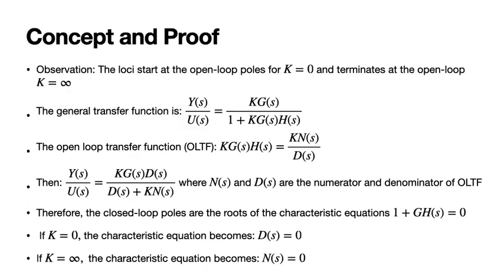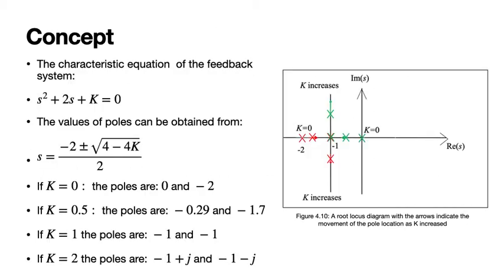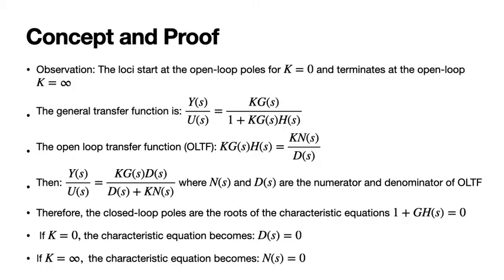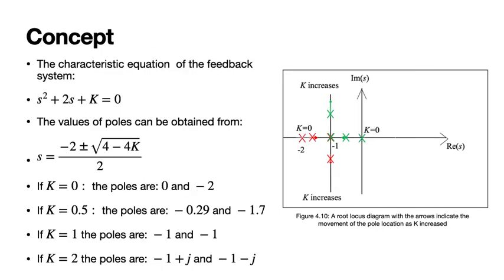Okay, so this is the conclusion that we can observe. The loci start at the open loop poles for k equal to 0. So when k equal to 0, the root locus will start at the open loop poles. Earlier we determined that the open loop poles are 0 and minus 2. So this is the starting point. The loci start at the open loop poles for k equal to 0 and terminate at infinity for k equal to infinity.